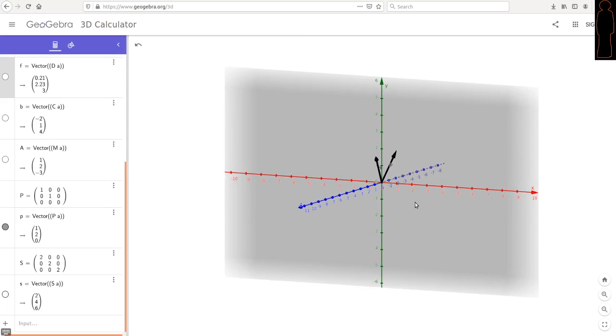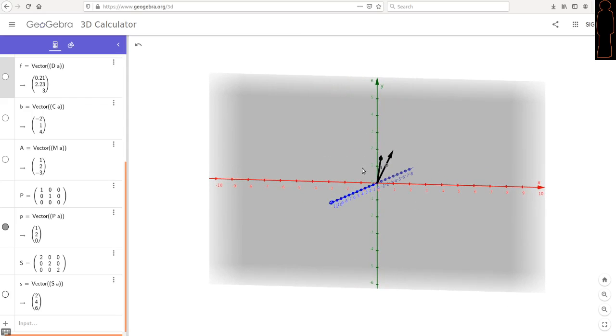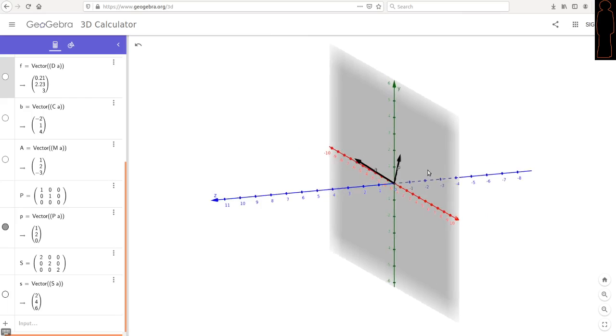Basically what has happened is that the 1 2 3 vector got projected onto the xy plane as 1 2 0, right? So it has got projected as 1 2 0. So that is why we are saying it is not coming out from the xy plane, right?